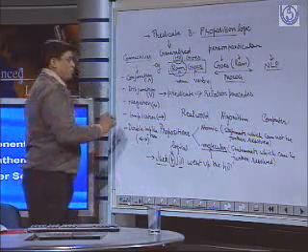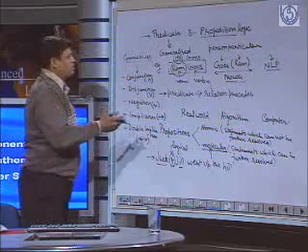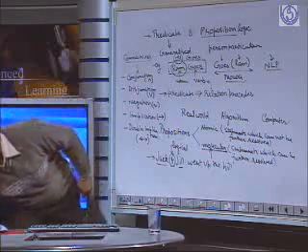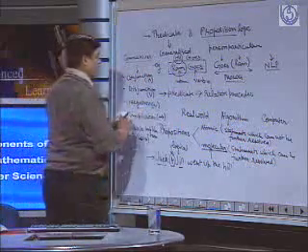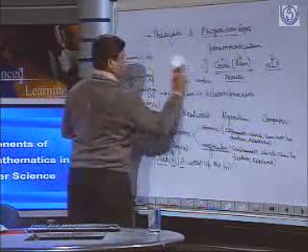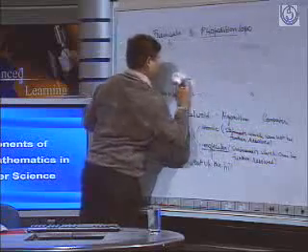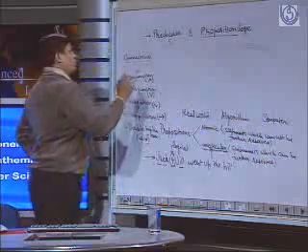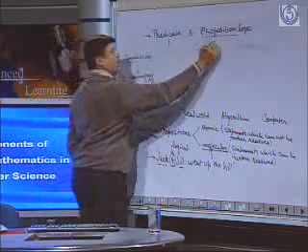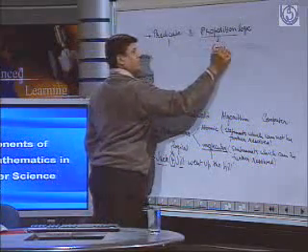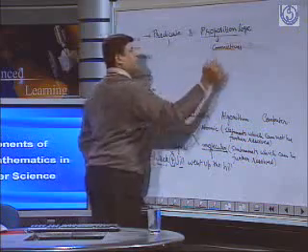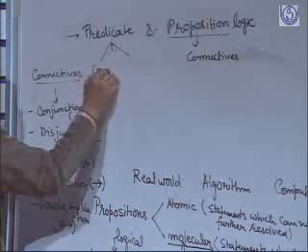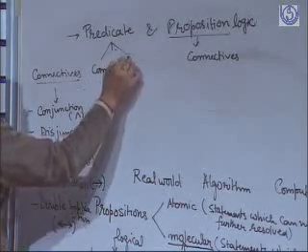Now, how can we connect more than one statement? At the same time, I would like to emphasize one more thing: in propositional logic only connectives are there, only connectives. But at the same time, in predicate logic, we have two components, one is connectives and the other is quantifiers.